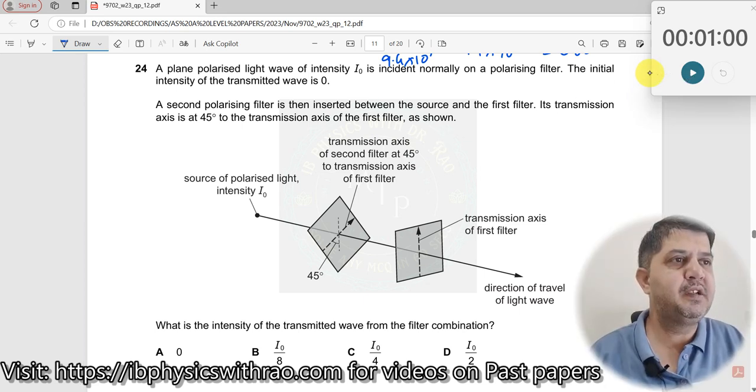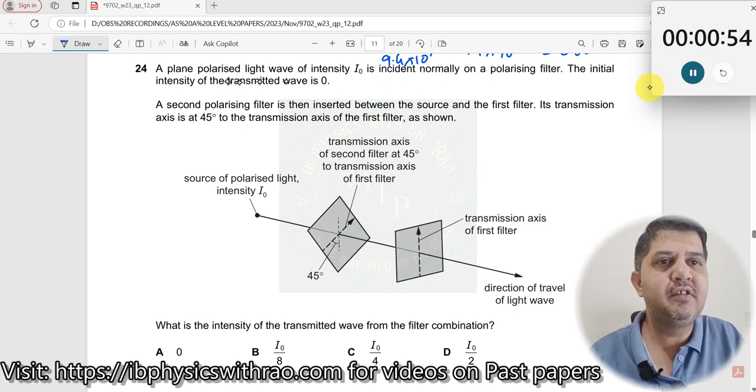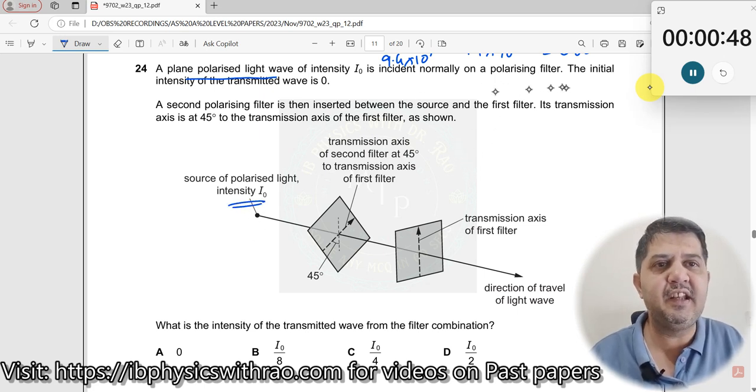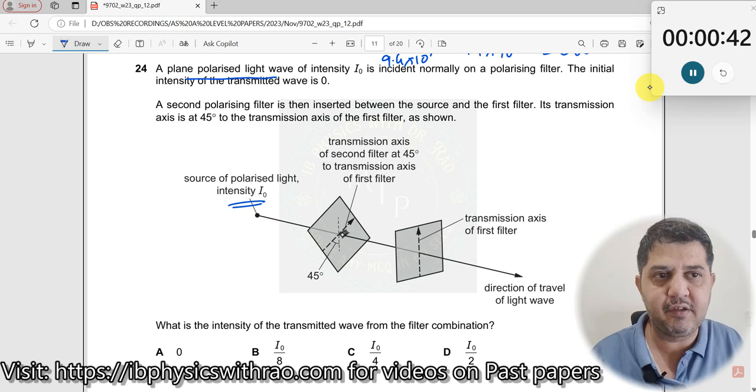Question number 24. A plane polarized light wave of intensity I0 is incident normally on a polarizing filter. So, a plane polarized light, that means already it is being plane polarized over here, is incident on a polarizing filter. The initial intensity of the transmitted wave is 0, which means what? So, let us say this is your first filter, not this one. Usually you put this as your first, but here they have put this as the first over here. This is your first over here.